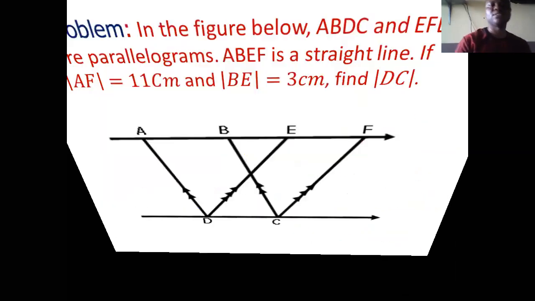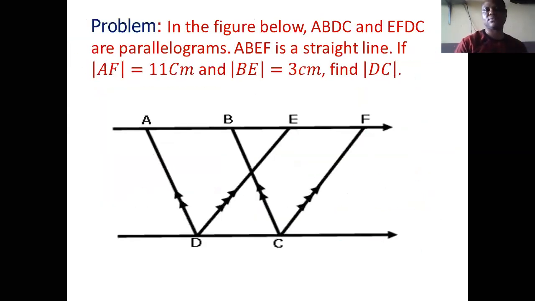Let's go. Problem 1. In the figure below, ABCD and EFDC are parallelograms. ABEF is a straight line. If AF is equal to 11 centimeters and side BE is equal to 3 centimeters, find DC. Find DC. So let me show you.